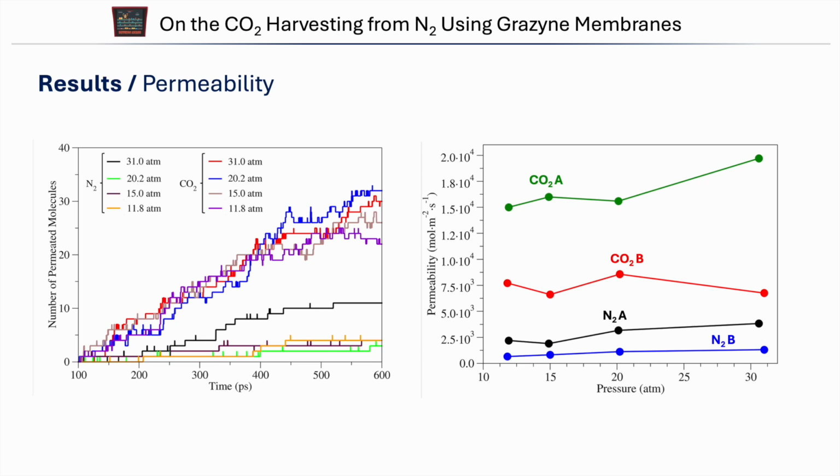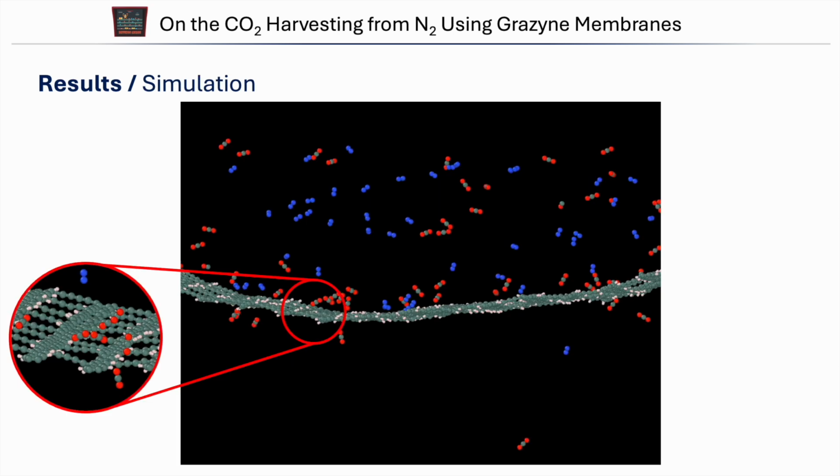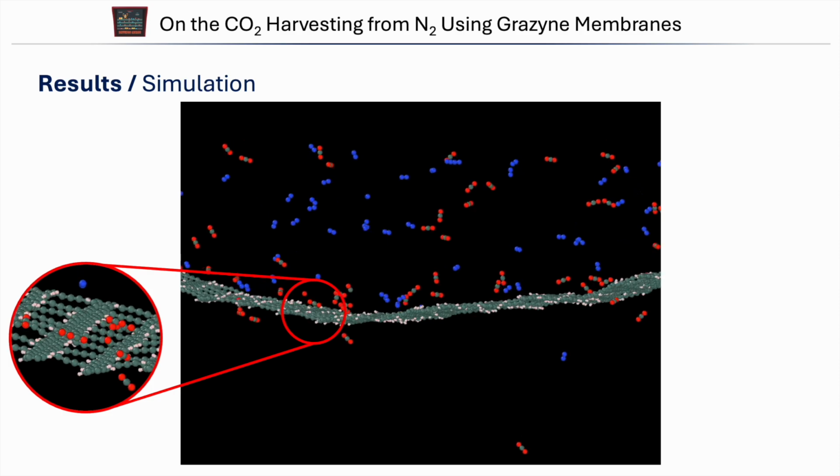If we now compare the two membranes, it seems that grazyne B behaves more restrictively. Its permeability is lower for both gases. However, the difference between CO2 and nitrogen permeability remains substantial, meaning that the separation is still feasible even with the more restrictive structure. And here you can see the filtration process in action.